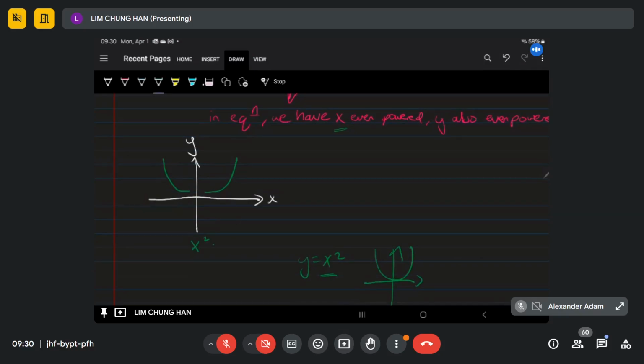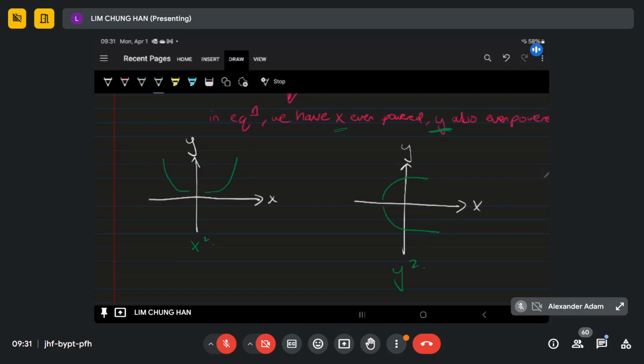Next, we also have y even powered. What y even powered means is, whatever shape you have on top, you get the same shape at the bottom. It's mirrored top and bottom. So x squared is mirrored left and right. Y squared is mirrored top and bottom.